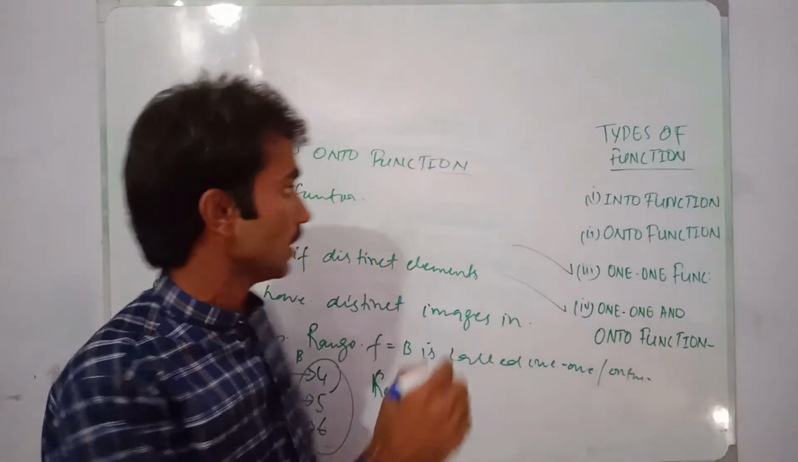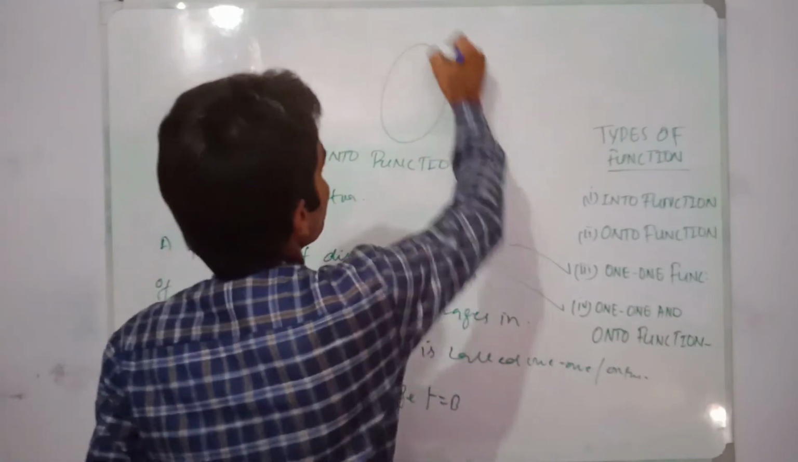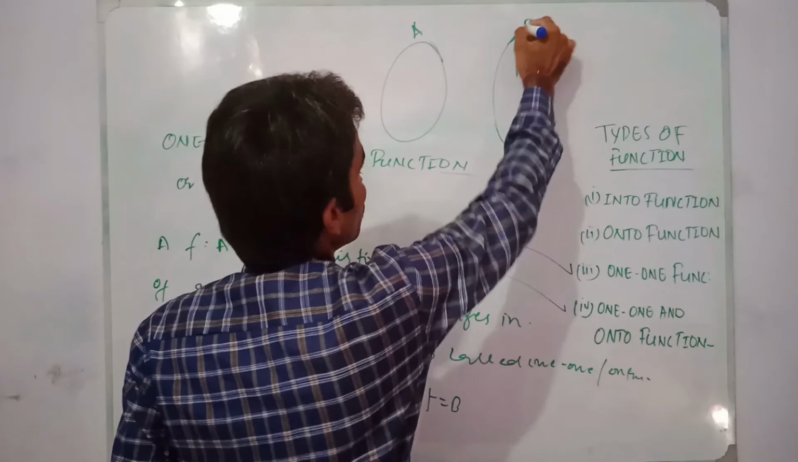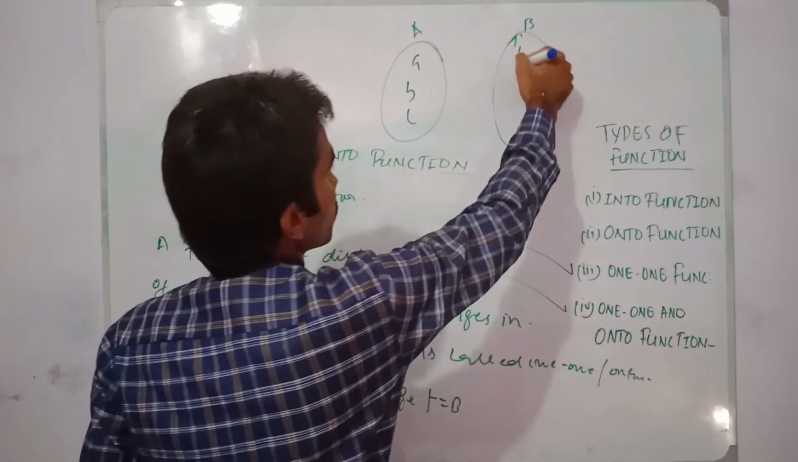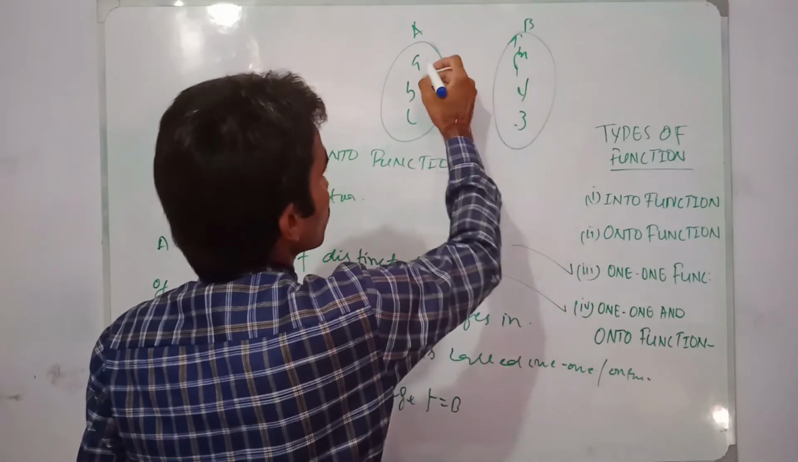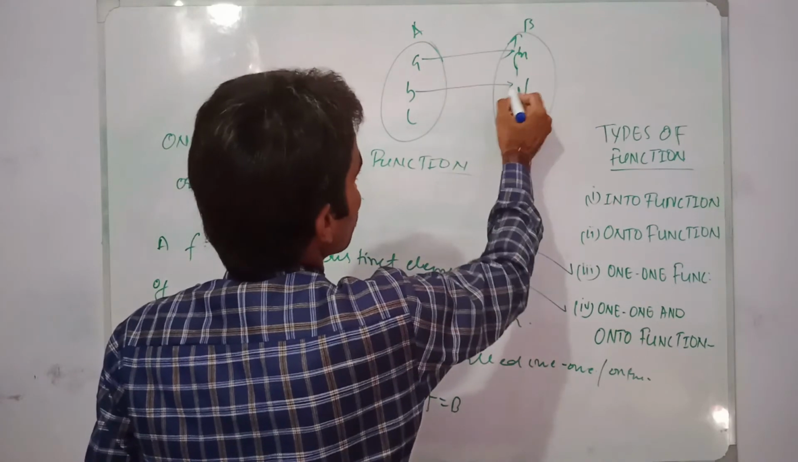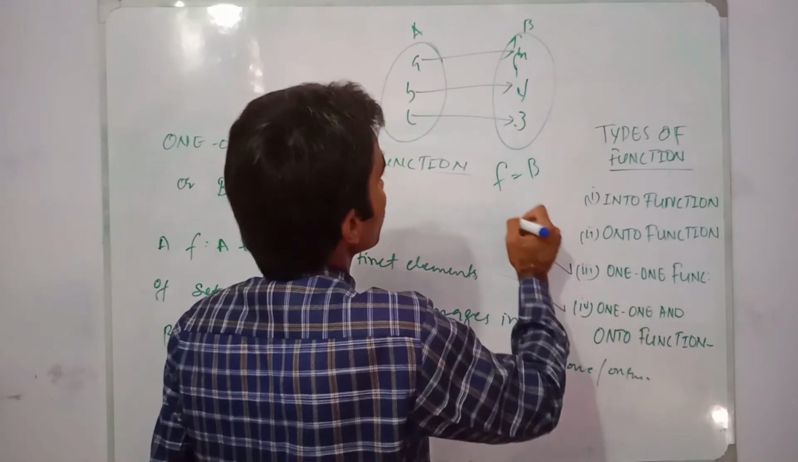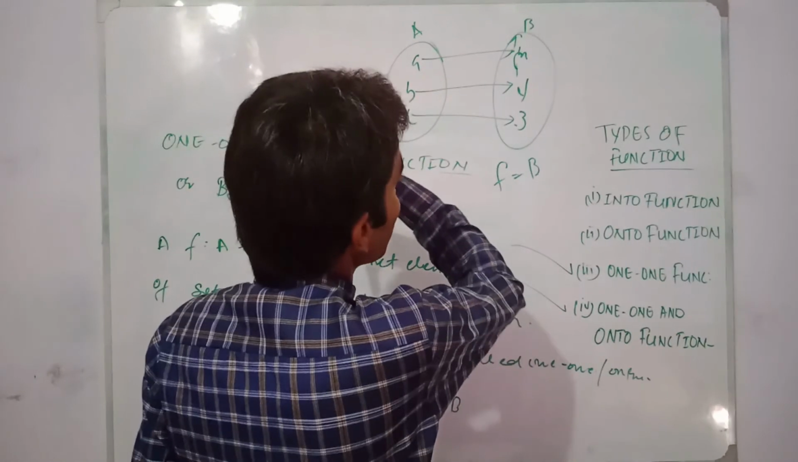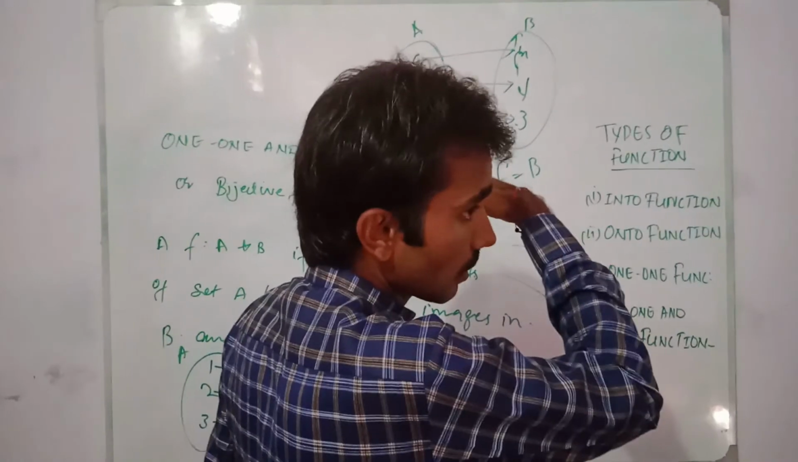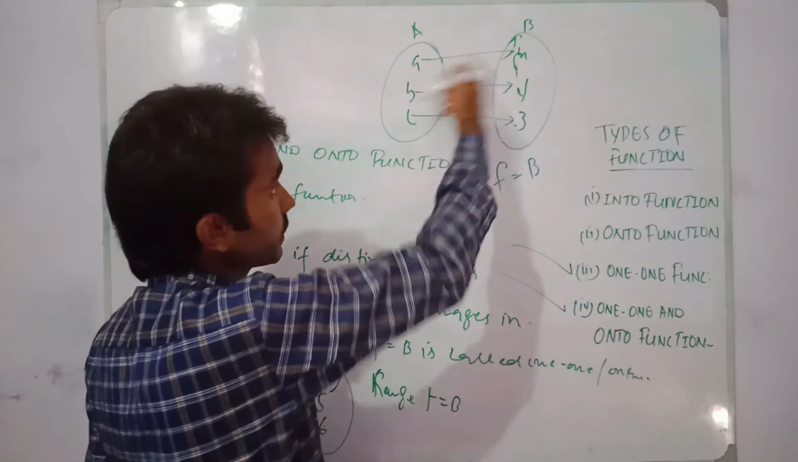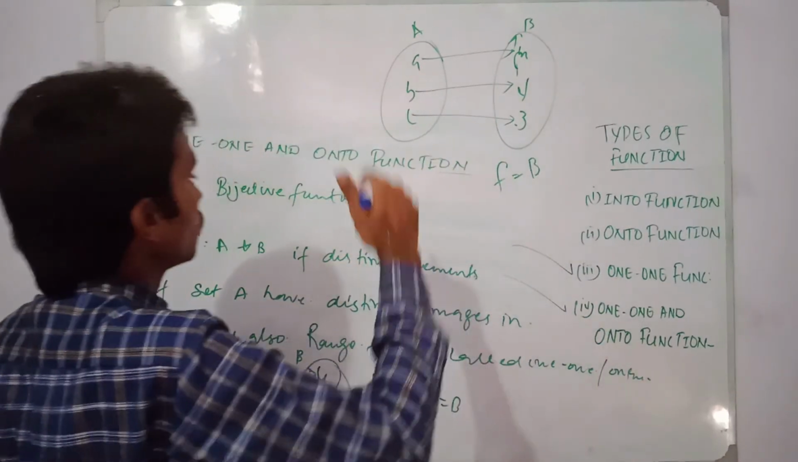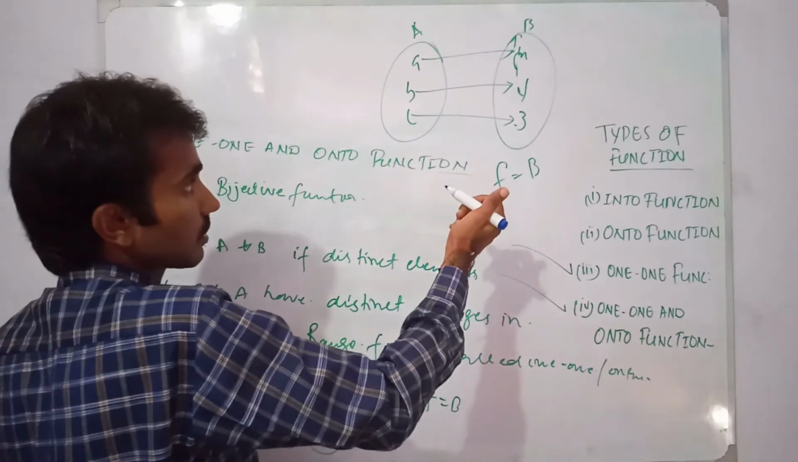So now we will give another example. Suppose A, B, C in set A and X, Y and Z in set B. So that is also range f equal to B, and also distinct elements of set A have distinct images in set B. So that is why we call it a one-one onto function or bijective function.